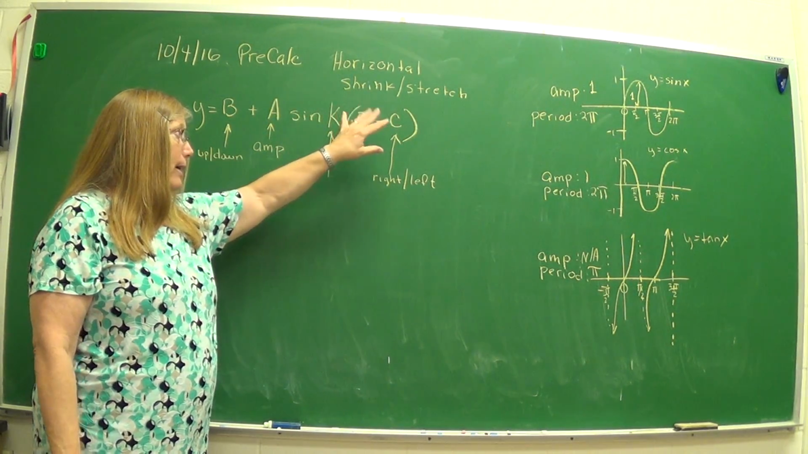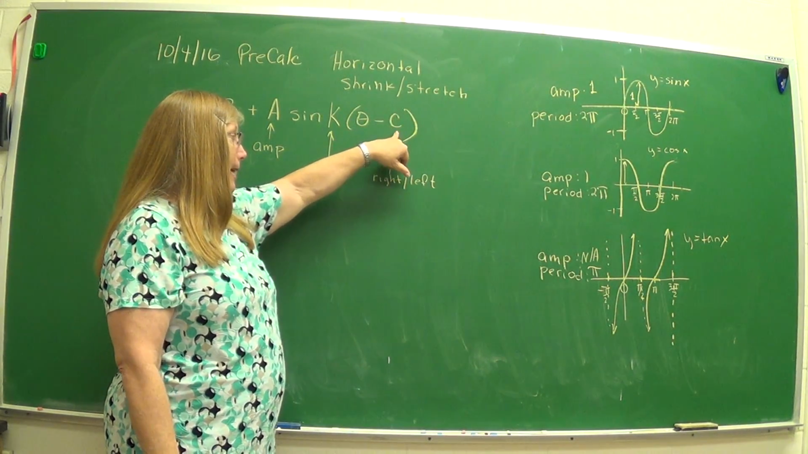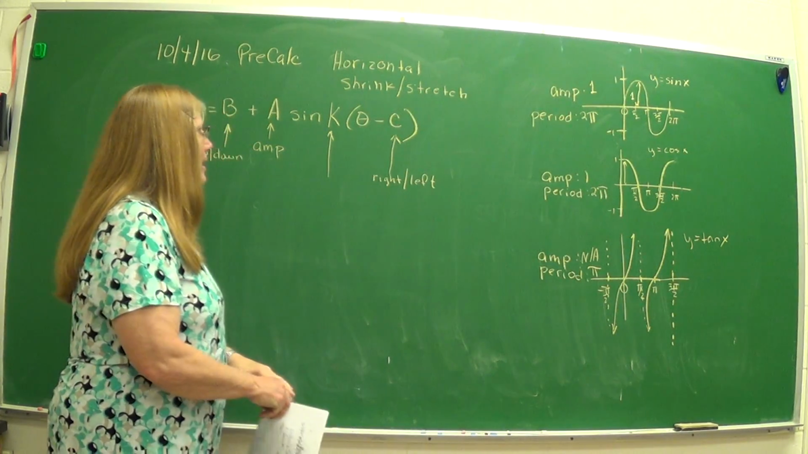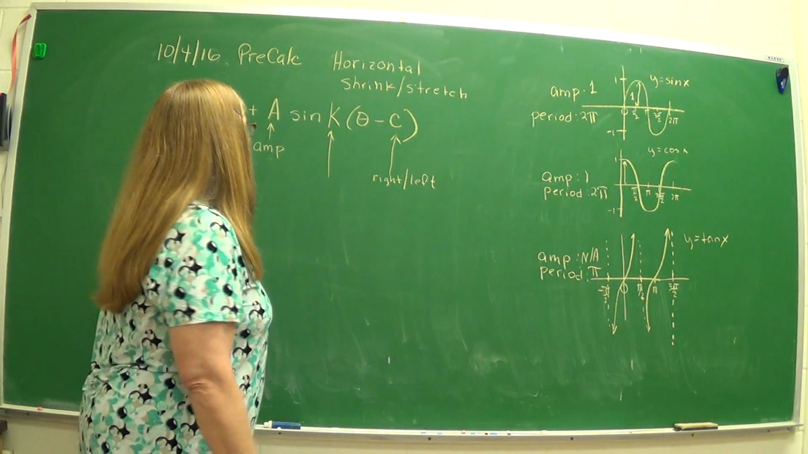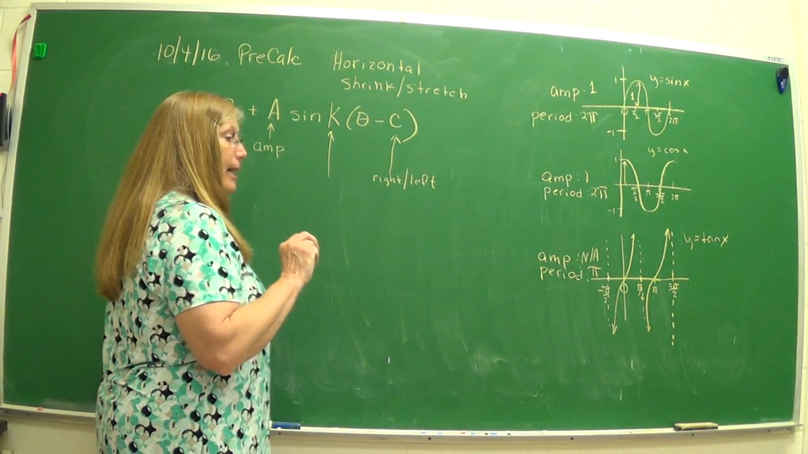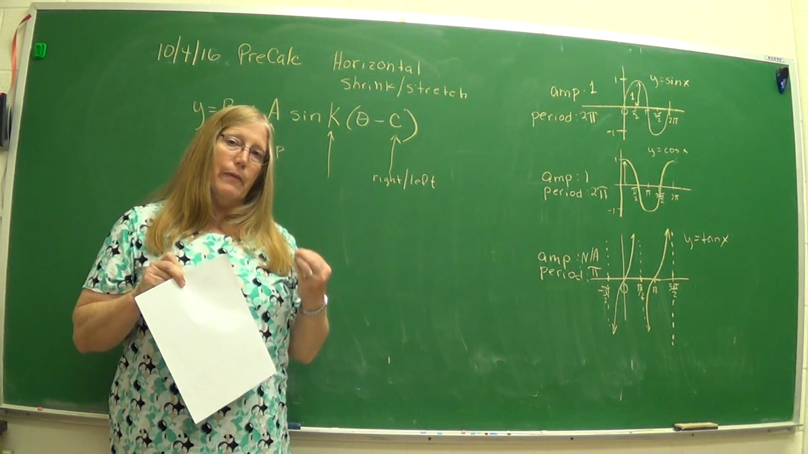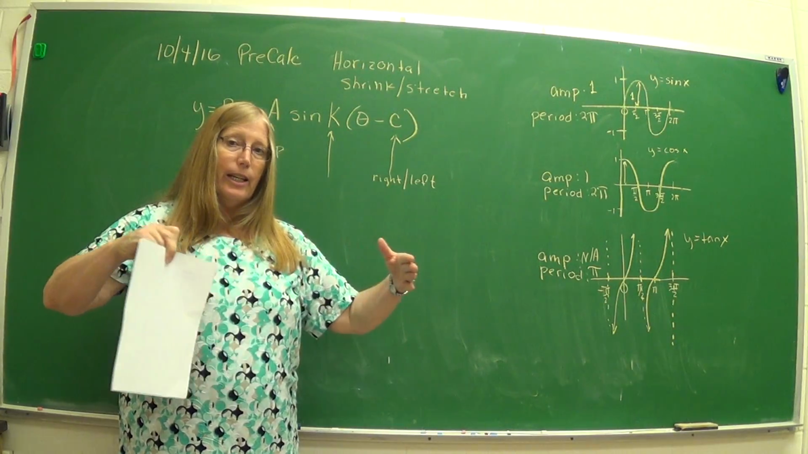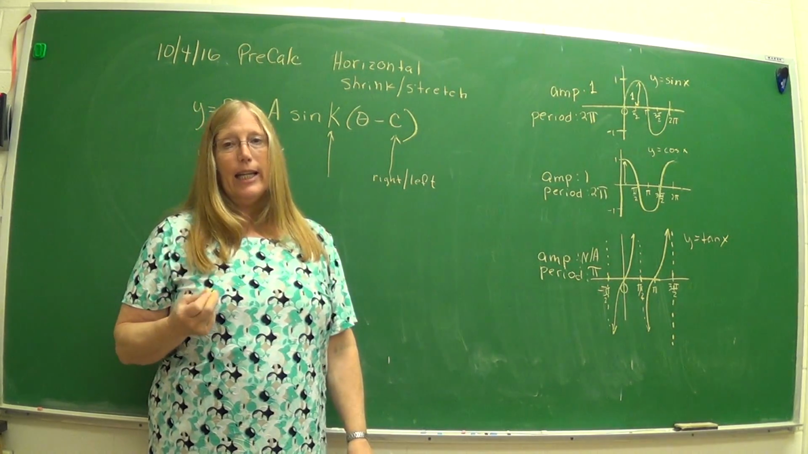So like if there was a theta plus pi over 2, we would use negative pi over 2 as our phase shift, and we would go to the left. So K also gives us information about our shrinkage and our stretching, but it doesn't tell us directly what it is. So we have to have a key.